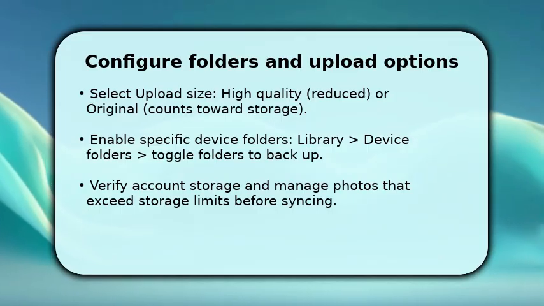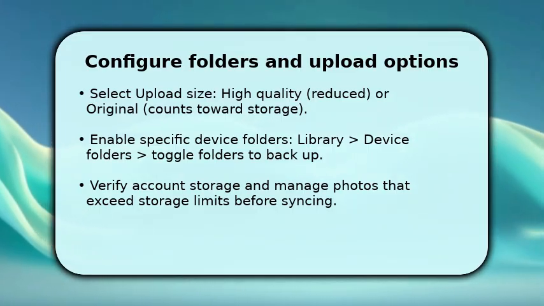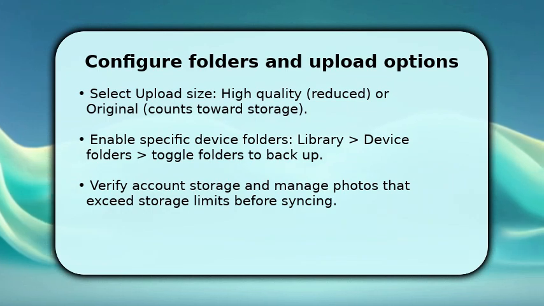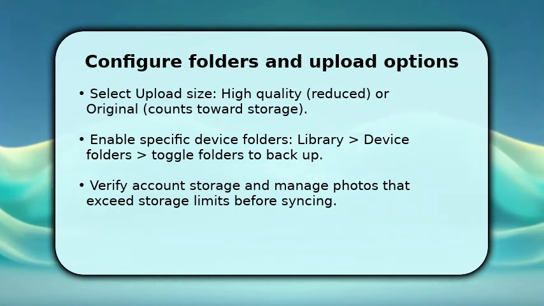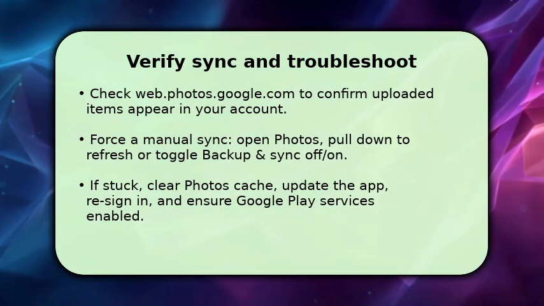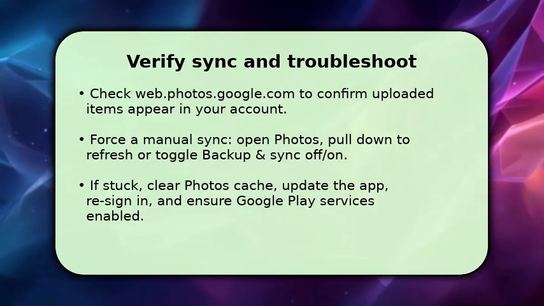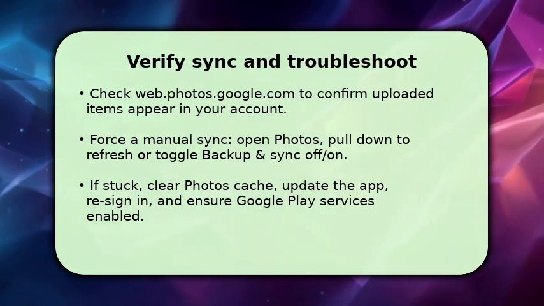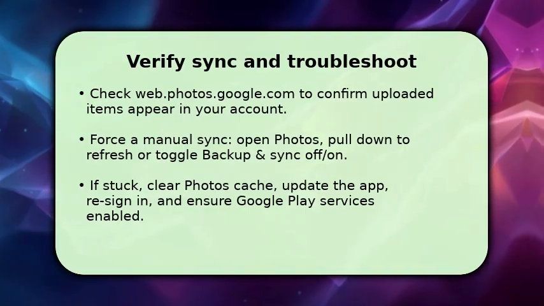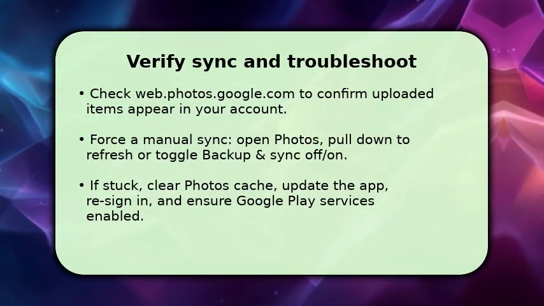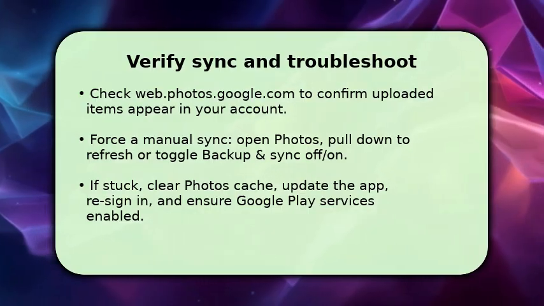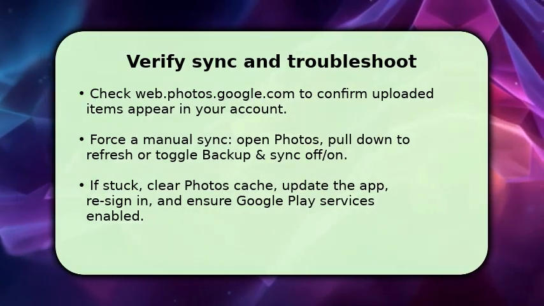Once folder choices and upload quality are set, Photos will start queuing items for sync based on your network and battery preferences. Finish by confirming your photos reach the cloud. Open Photos on the web and scan the timeline for recent uploads. If items aren't showing, pull down in the mobile app to force a refresh or toggle backup and sync off and back on. That often restarts the queue.